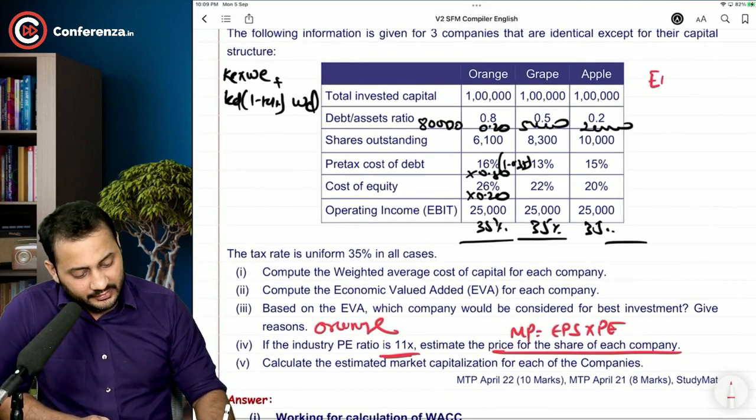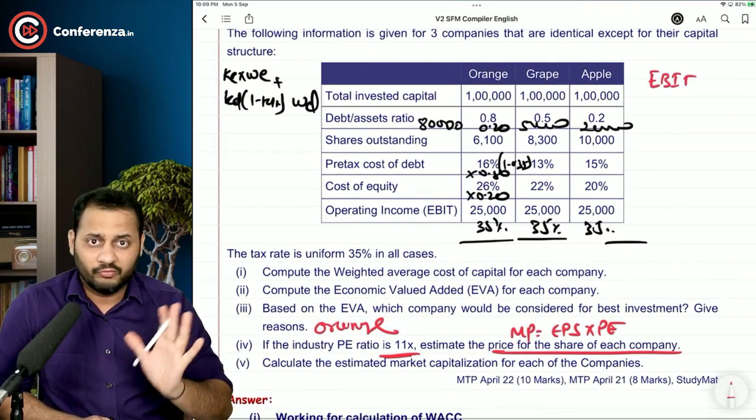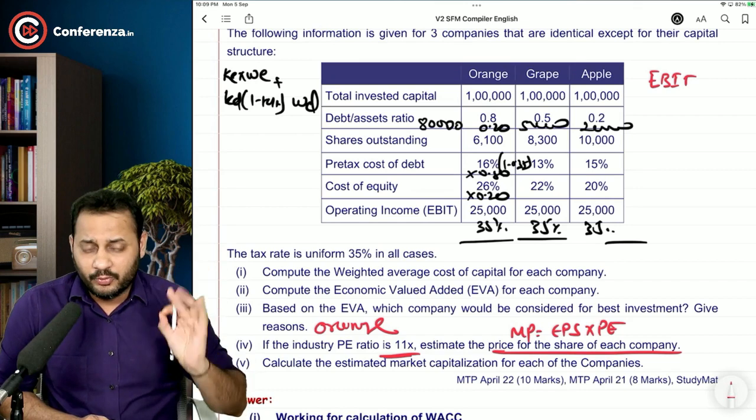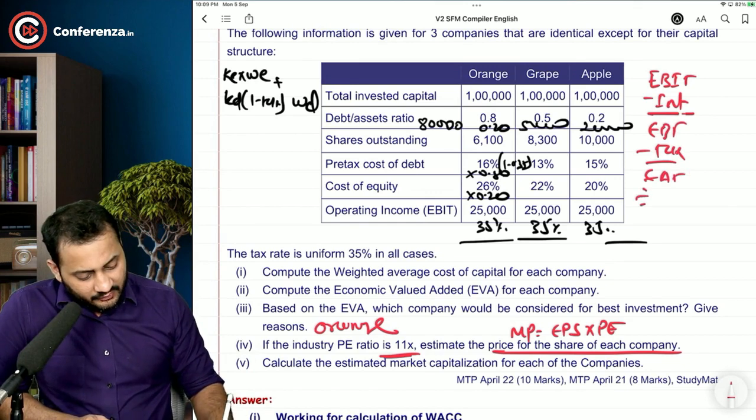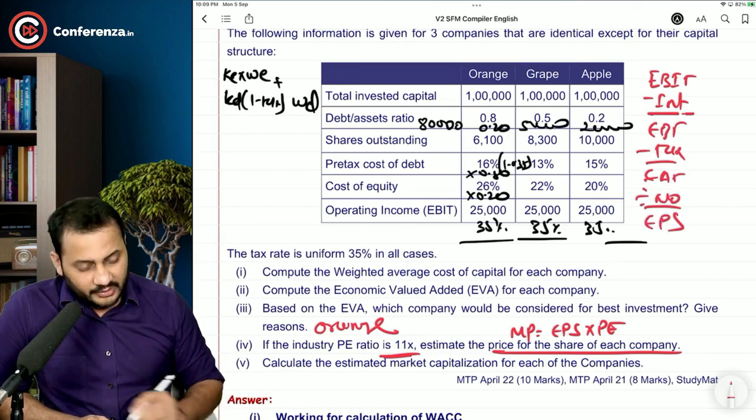Start with EBIT. Now follow. Forget about EVA. Now follow the profit and loss account. Deduct interest, calculate EBT, deduct tax, calculate EAT, divided by number of shares. This is going to be EPS.